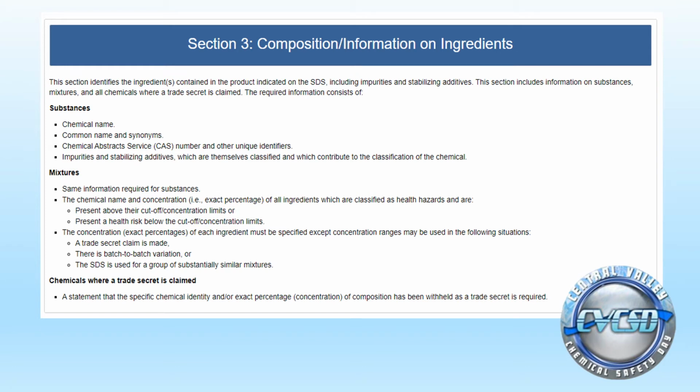Section 3. Composition information on ingredients. This section identifies the ingredients contained in the product indicated on the SDS, including impurities and stabilizing additives. This section includes information on substances, mixtures, and all chemicals where trade secret is claimed. The required information consists of substances, mixtures, and chemicals where a trade secret is claimed.